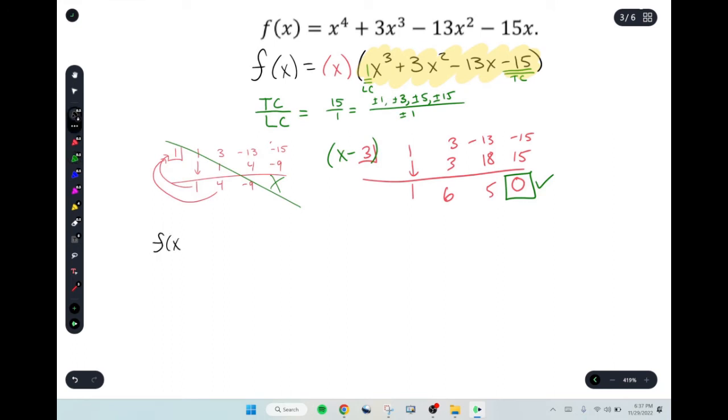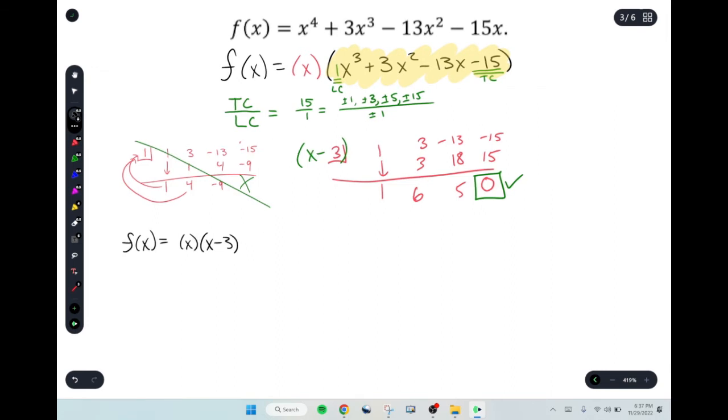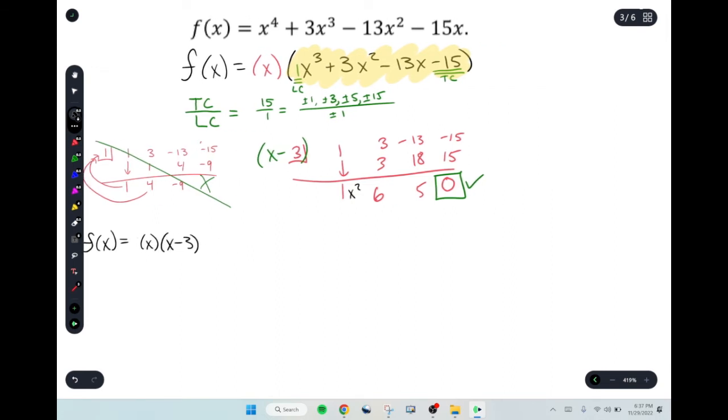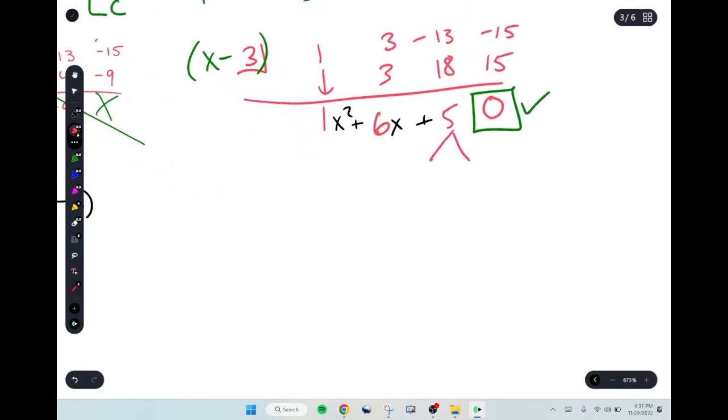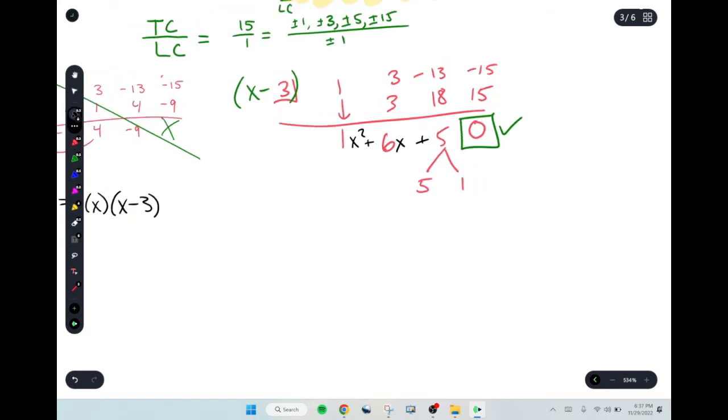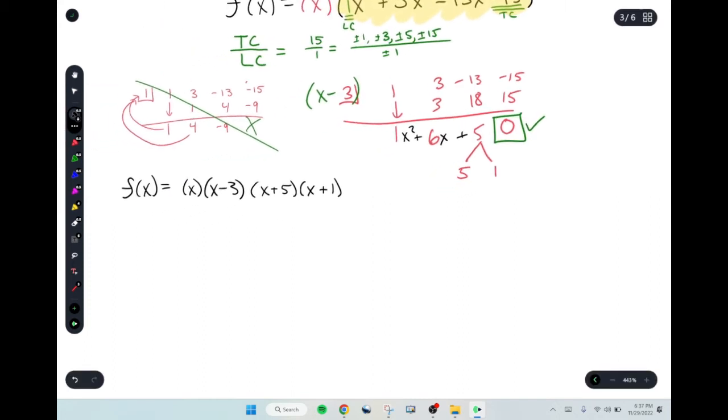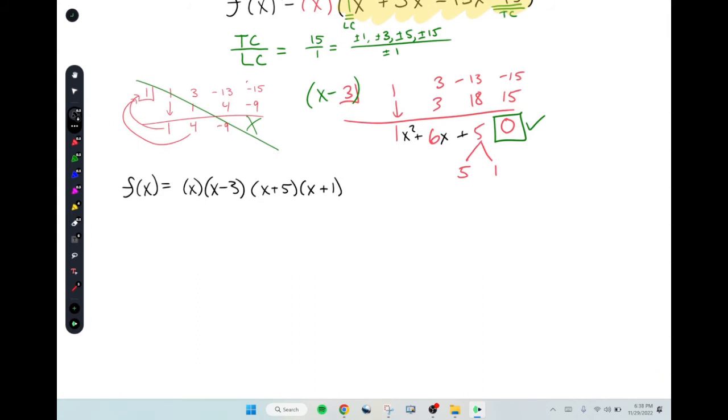We've got x and x minus 3. And we're left with x squared plus 6x plus 5. Is that a nice, neat factor? Looks like it to me. I think 5 and 1, yeah? So now we got x plus 5, x plus 1. That's fully factored.